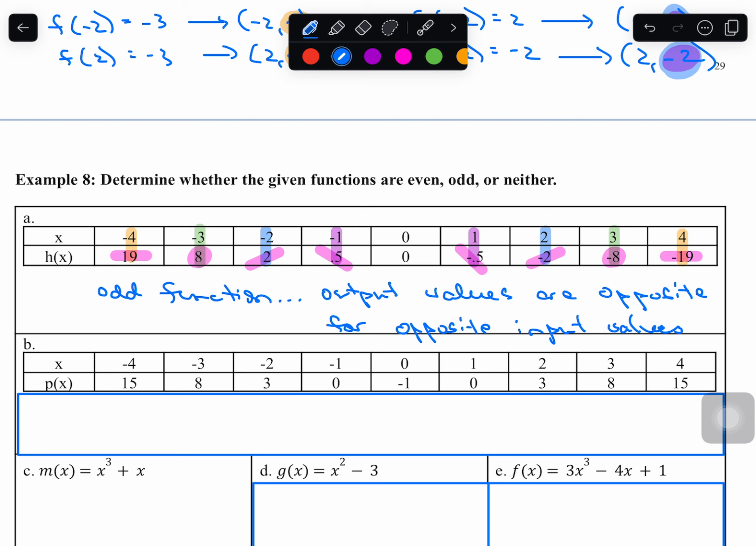Or we could be real mathy about it, and we could say, because h of negative x is the exact same thing as the opposite of what h of x was. So you can use either one of those reasonings, okay?